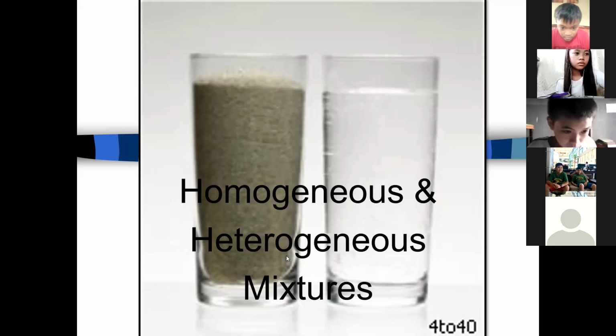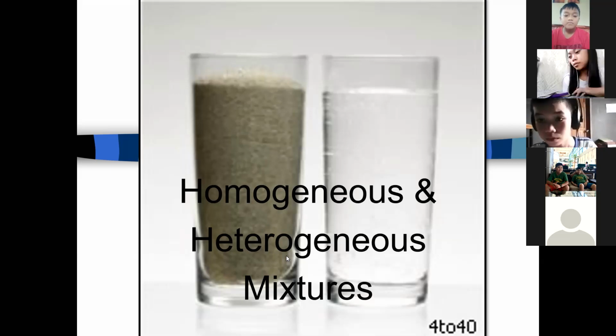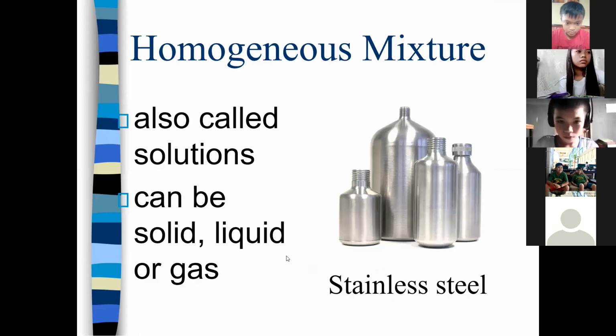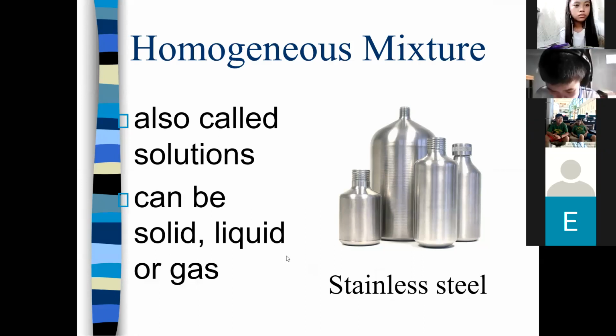If you look at the prefixes of the two words, class, homo and hetero, when you look at the definition for homo, you'll see that the definition there is appearing one or only one. Hetero is more than one, di ba? Homo is one, hetero is more than one. So when we talk about homogeneous mixture, these can also be called solutions. Homogeneous mixtures or solutions can appear solid, they can appear liquid, or they can appear as gas.